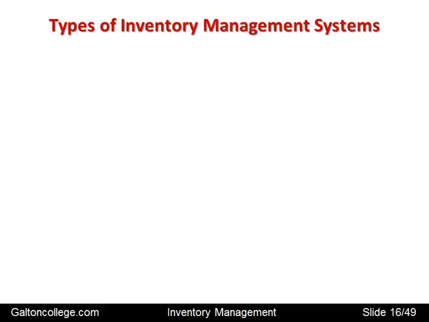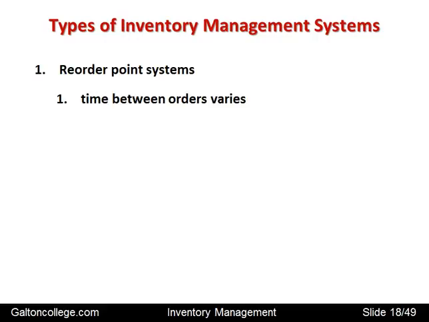Now, the types of inventory management systems. Well, we have a reorder point system. This is when the time between orders varies. So we may place an order this month and next month and then not again for 3 months. So the time between the orders varies, but we always order the same quantity. The quantities are fixed.